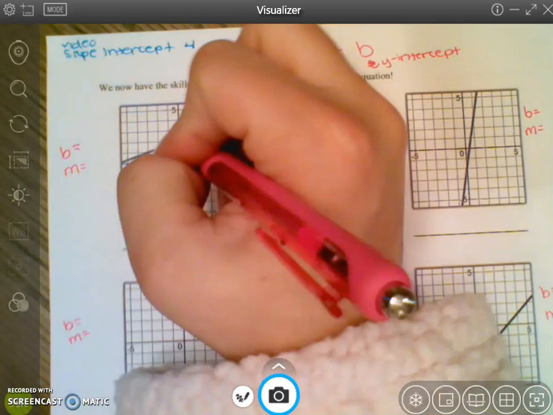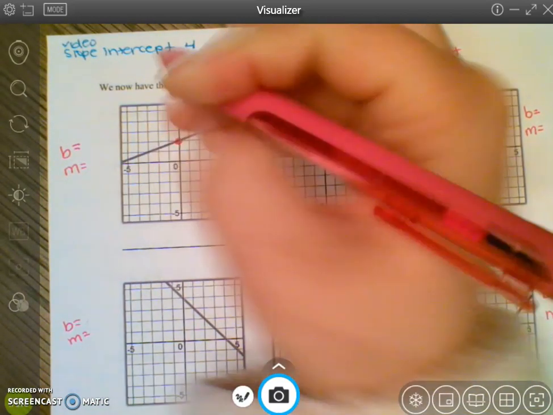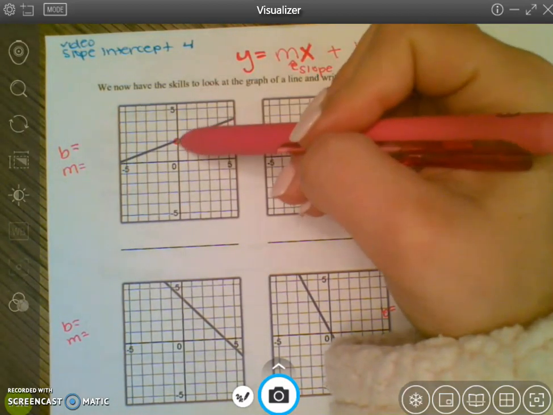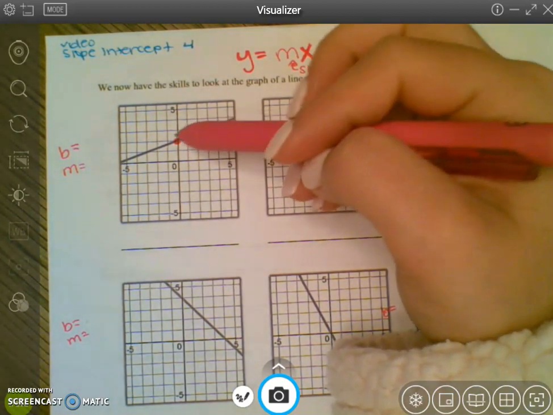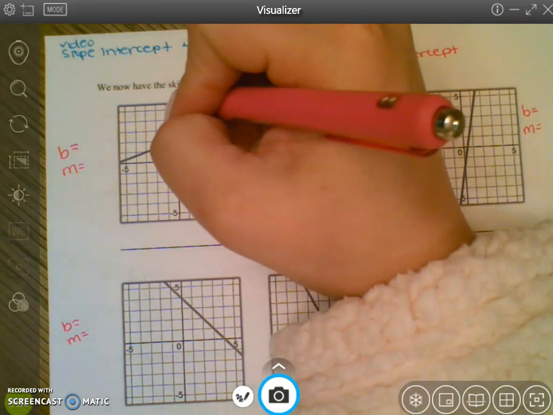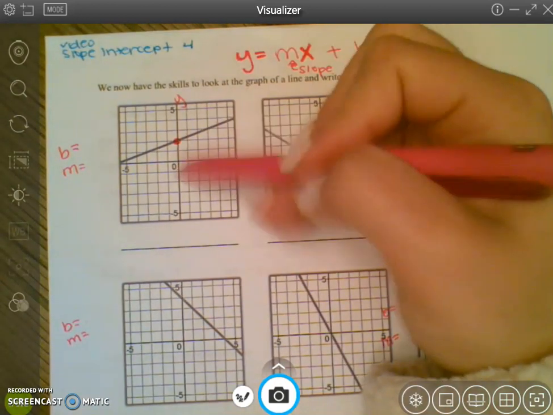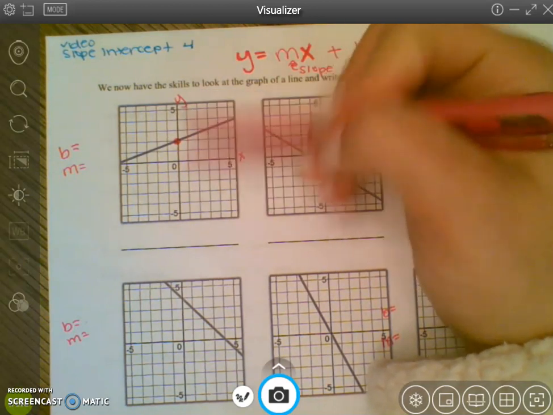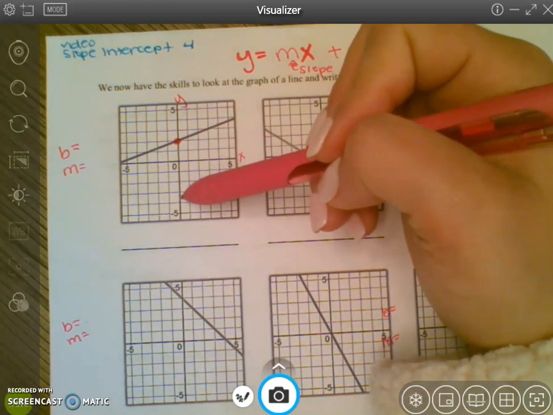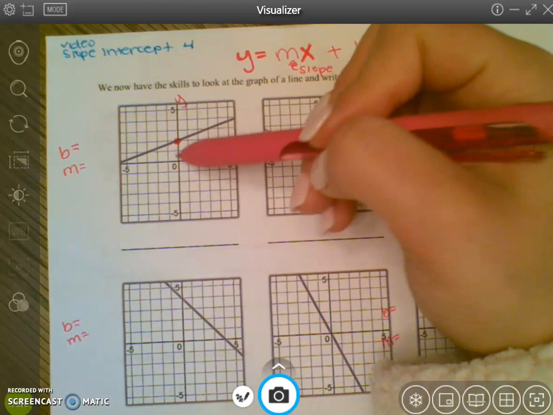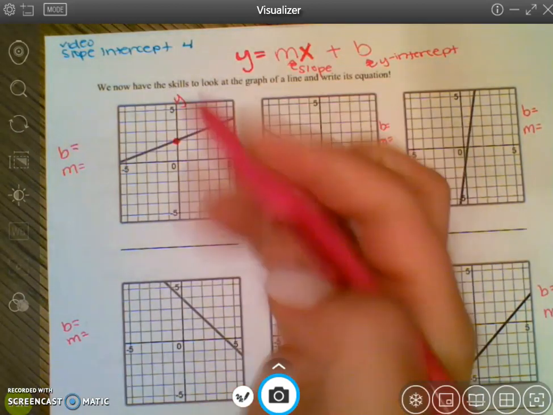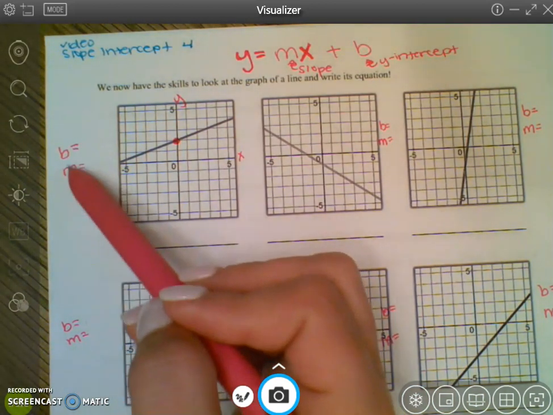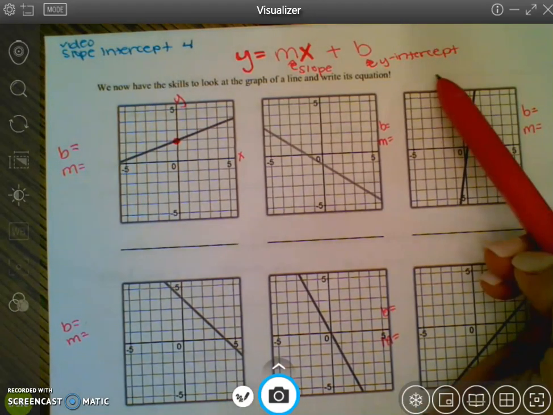So this right here, oh, you can't see that. This right here, that right there's your y-intercept, right? Because it's on the y-axis. That's the y-axis. This is the x-axis. So it's on the y-axis, which means it's my y-intercept. So I had to go up 2. So out of the letters, the y-intercept is the b.